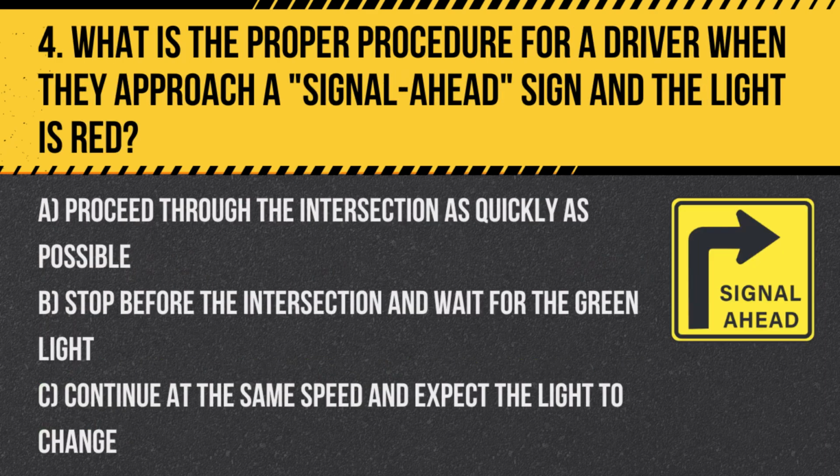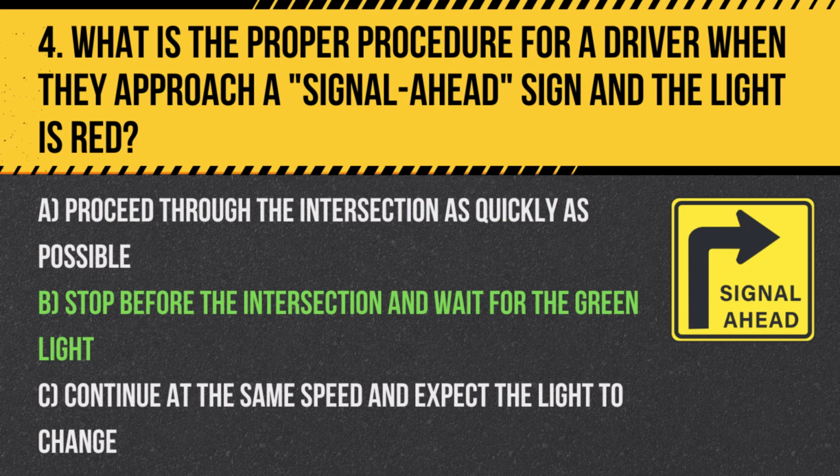Question 4. What is the proper procedure for a driver when they approach a signal ahead sign and the light is red? A. Proceed through the intersection as quickly as possible. B. Stop before the intersection and wait for the green light. C. Continue at the same speed and expect the light to change.